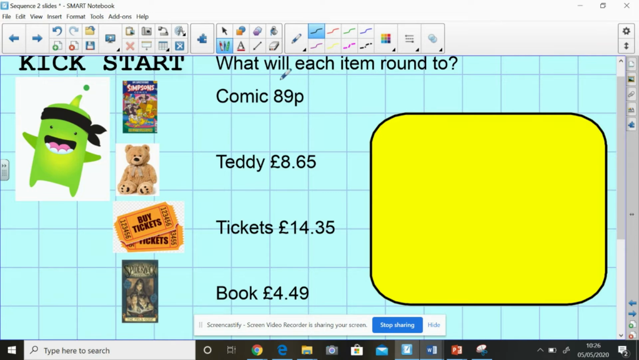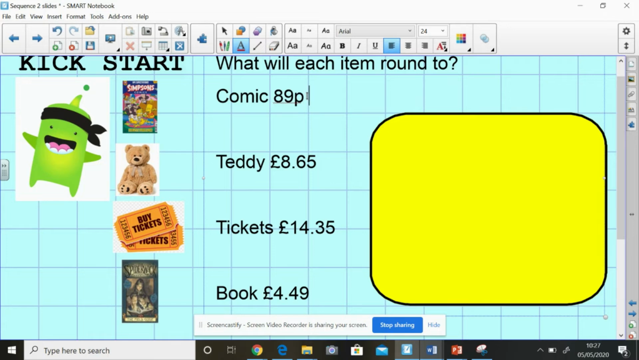So if I round 89p up, it could be rounded up to £1, because remember, we're rounding it to the nearest pound. We could round it to the nearest pence, but we're only looking at rounding to the nearest pound. If you want to look at rounding to the nearest pence, I'm sure your mum or dad can help you and explain that to you, but at the moment we're just doing to the nearest pound. So 89p can be rounded up to £1.